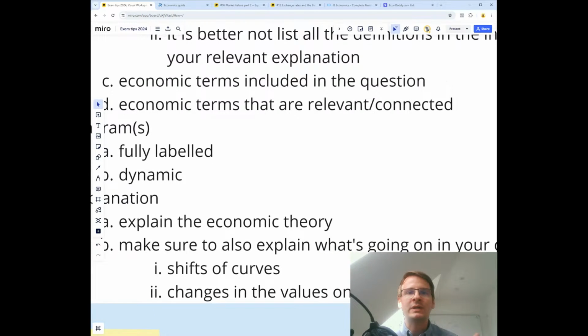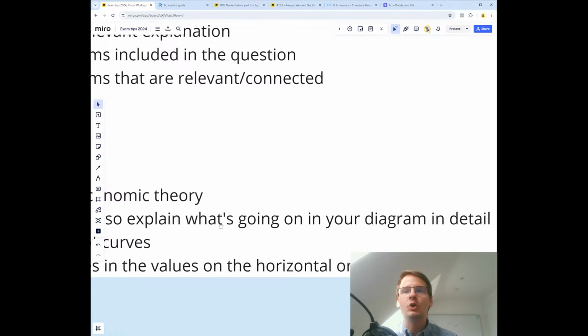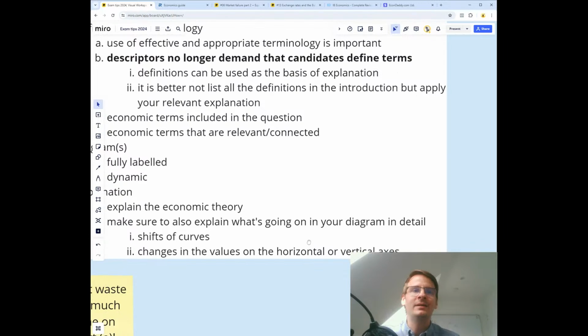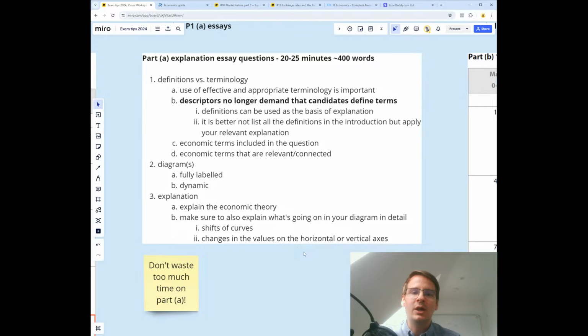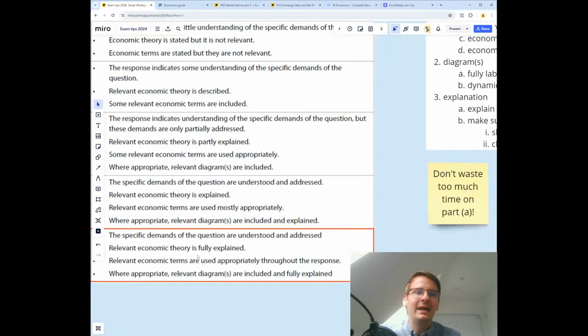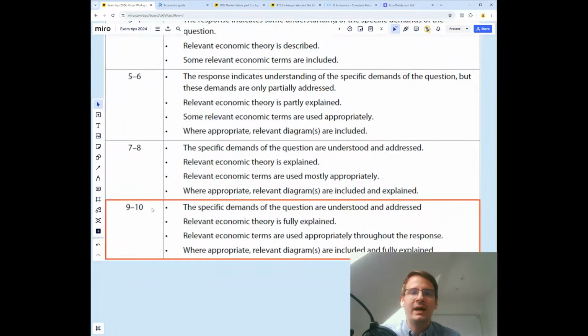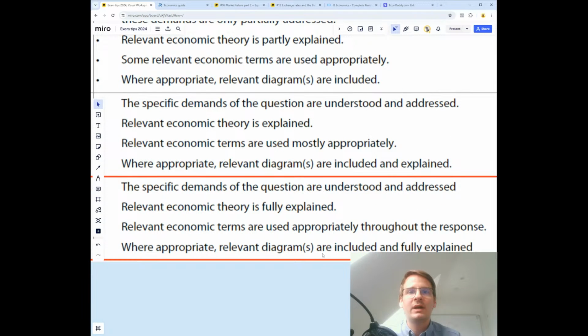Make sure to also explain what's going on in your diagram in detail, meaning the shifts of the curves, the changes in the values on the horizontal and vertical axes must be explained. Otherwise, there's just going to be a lonely diagram somewhere standing alone in your essay, not much explained, not connected to your essay. And in that case, you won't get full marks. You're not going to make it to the level 9-10 because your diagrams are included but not fully explained.